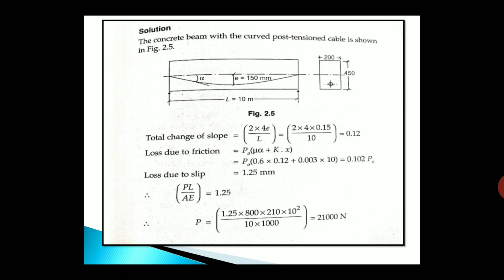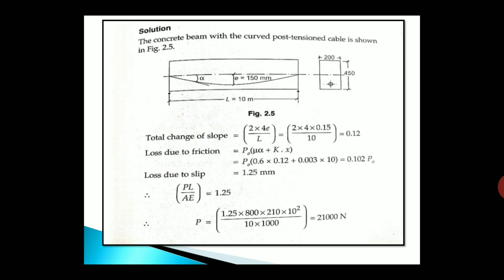So a figure is drawn where we have shown the eccentricity, and the cross section is also shown. For this type of jacking, the total change in slope is 2 times 4e by L, that is, your angle is 2 times 4e by L. Substituting the values we get 0.12. Here, as your alpha value, that is the total change in slope, is very small, we can use the modified formula for loss in friction.